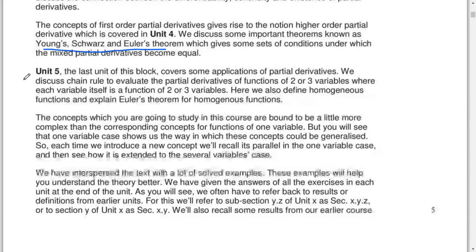We discuss the chain rule to evaluate the partial derivatives of a function of 2 or 3 variables, where each variable itself is a function of 2 or 3 variables. Here we also define homogeneous functions and explain Euler's theorem for homogeneous functions.